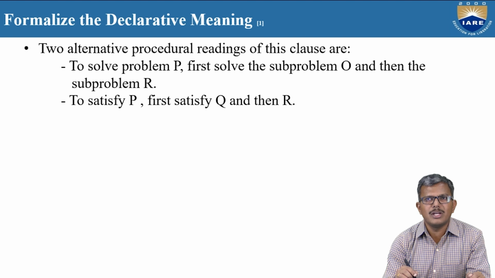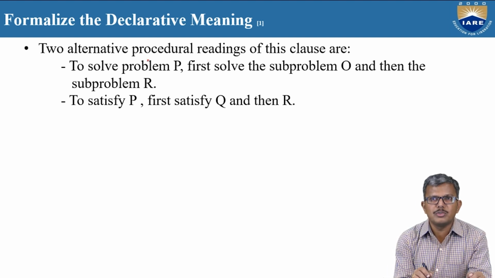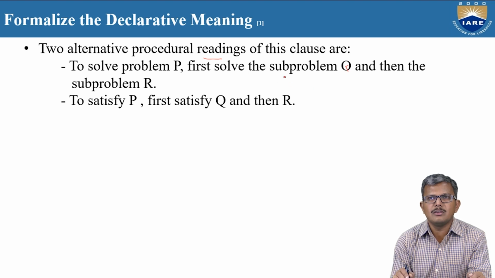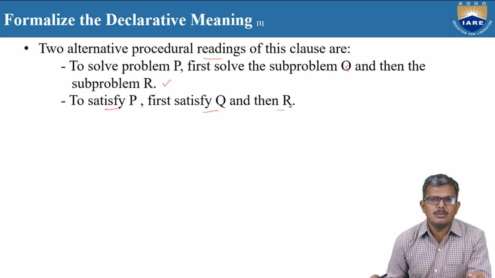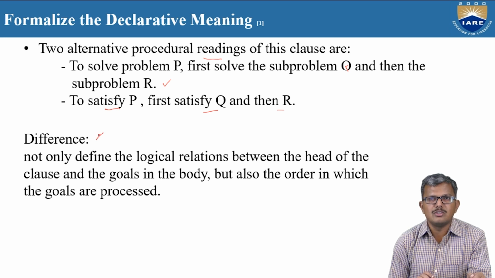So let us try to formalize the declarative meaning here. There are two alternative procedural readings for this clause. One is: to solve P, first solve the subproblem Q and then solve the subproblem R. Or otherwise we can say that to satisfy P, first you satisfy Q and then R. This I already explained. So you try to understand the differences between these two.